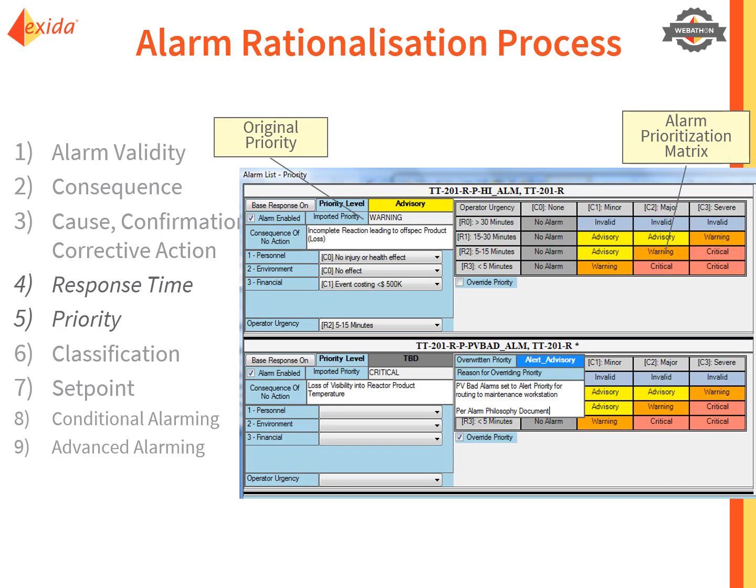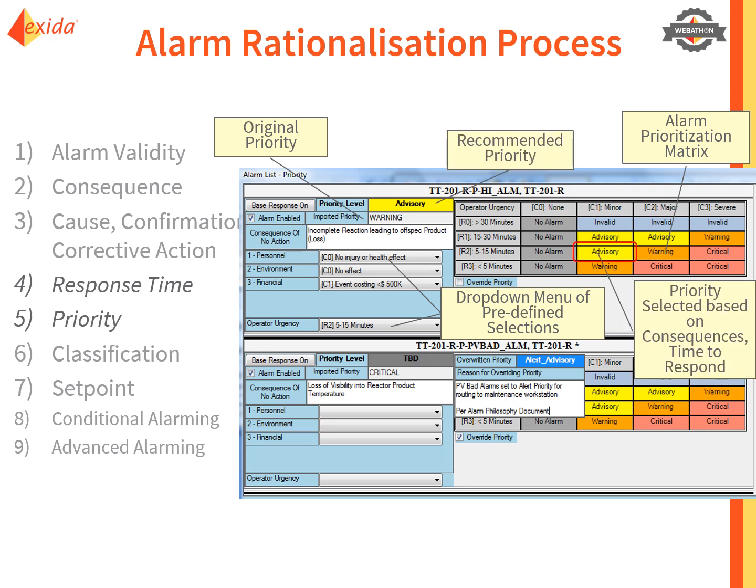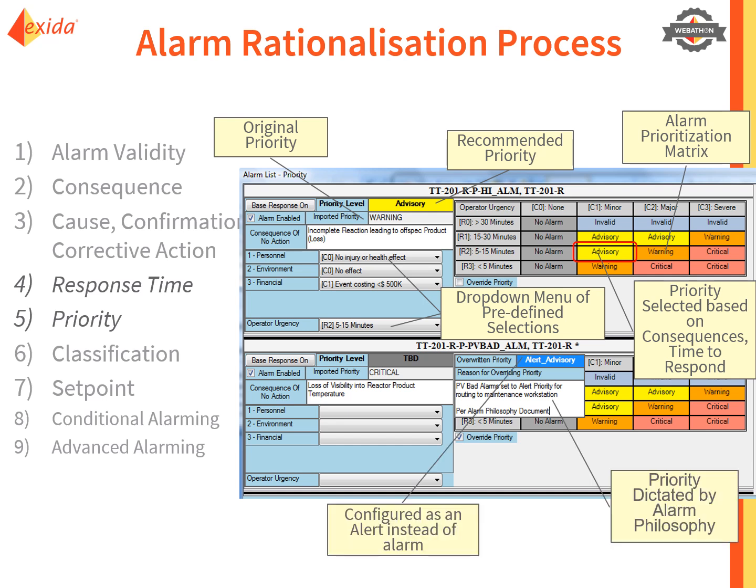So here we are on the alarm tool prioritization page, where we're going to use pull down menus to fix whereabouts on the matrix we think that this alarm should be. And the matrix will work out what the priority of the alarm should be. We can compare it with what was imported and decide if we're going to leave it as it was, use the matrix, or we can just override it and make our own decisions based on our expertise and the rationalization team's decision.